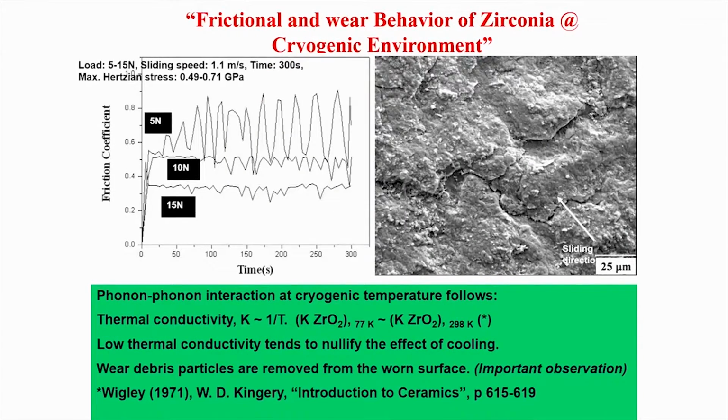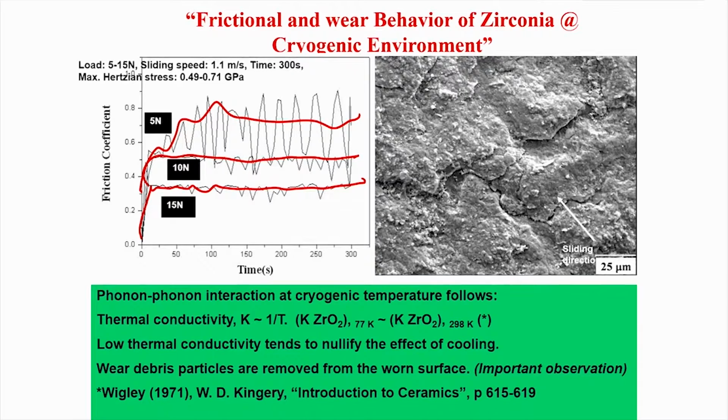So now let us first look at what the frictional behavior is in this particular case of self-mated zirconia, when a zirconia plate or zirconia disc is being slid against a zirconia ball. At a lower load like 5 Newton, there is a lot of undulation in the friction coefficient. At 10 Newton load, the coefficient of friction is reduced to around 0.5. At 15 Newton load, the coefficient of friction is reduced further to less than 0.4.